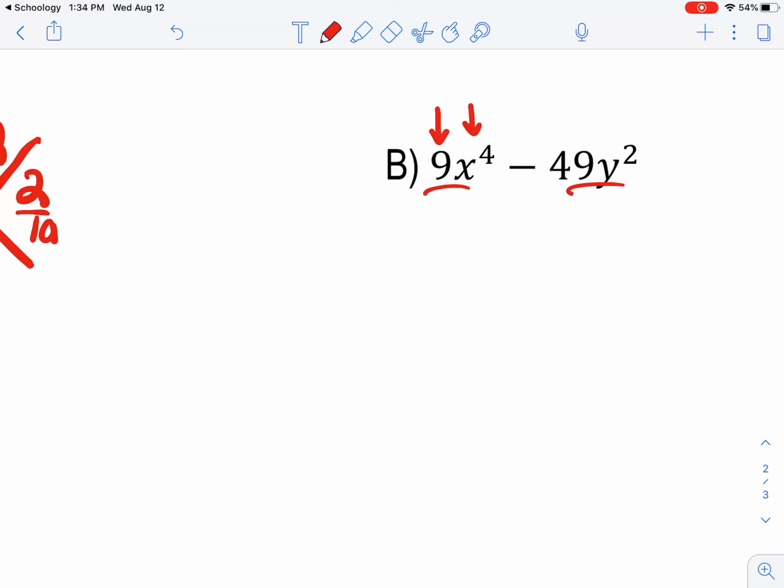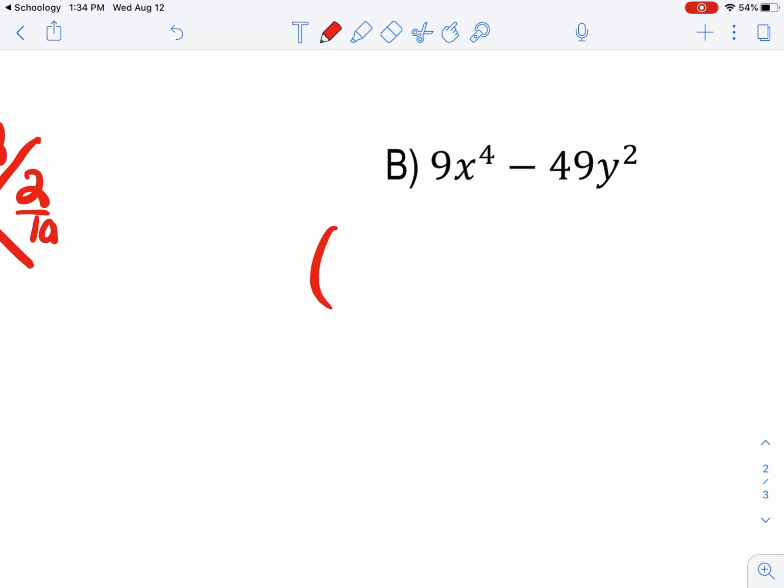Is this a perfect square? Yes. x to the 4th is the same thing as x squared squared. 7 squared, y squared. So yes, it's a difference of squares because all those are perfect squares and it's a difference. So I can factor this now.